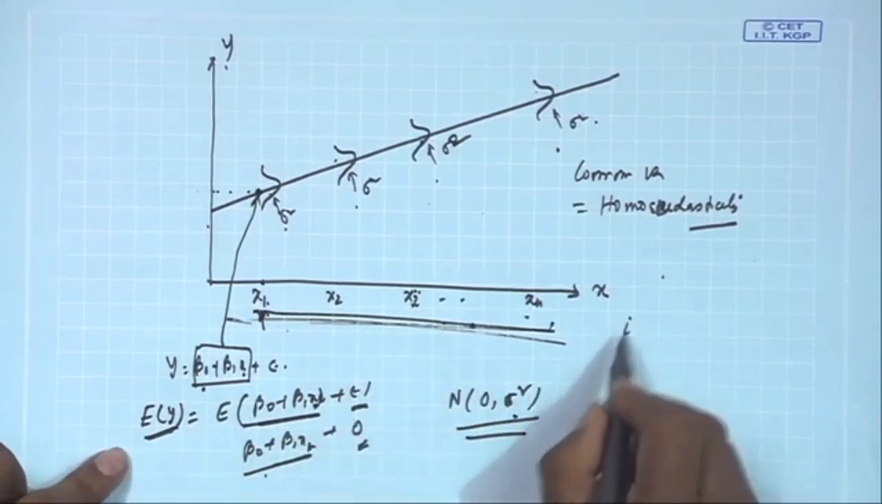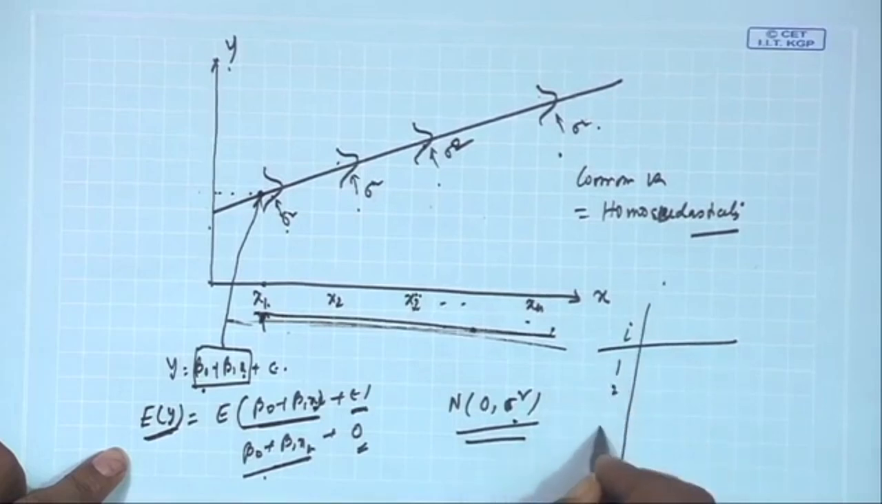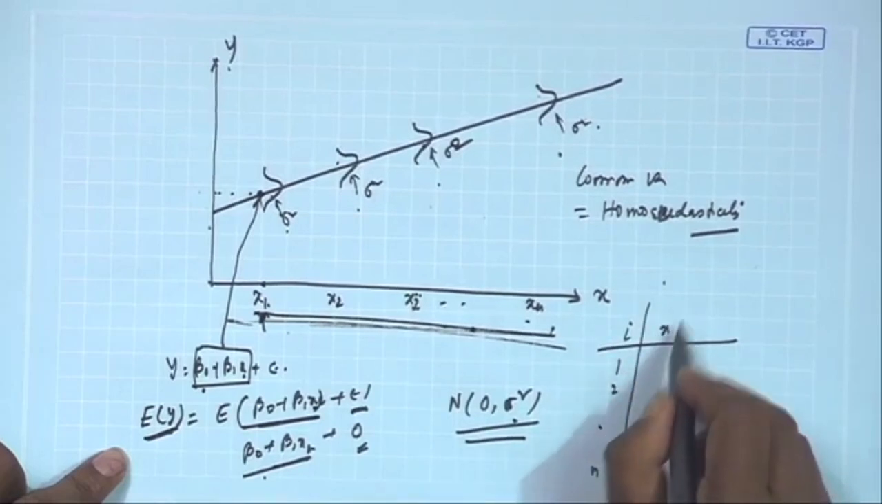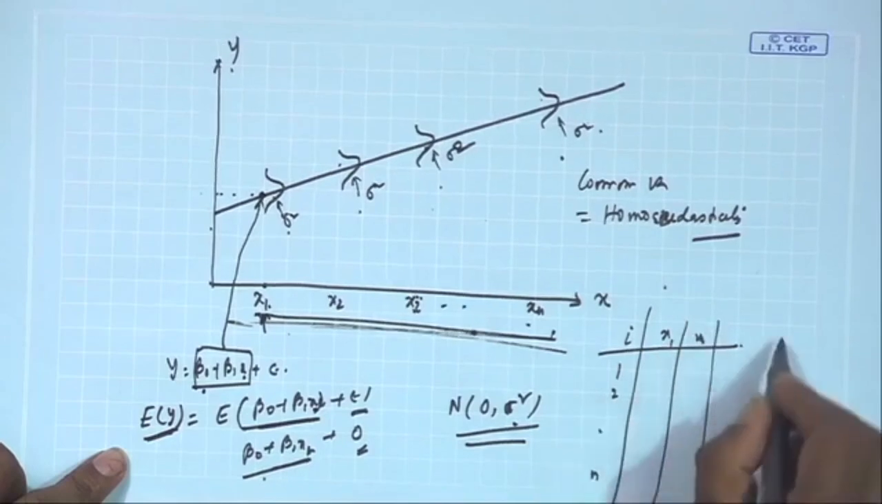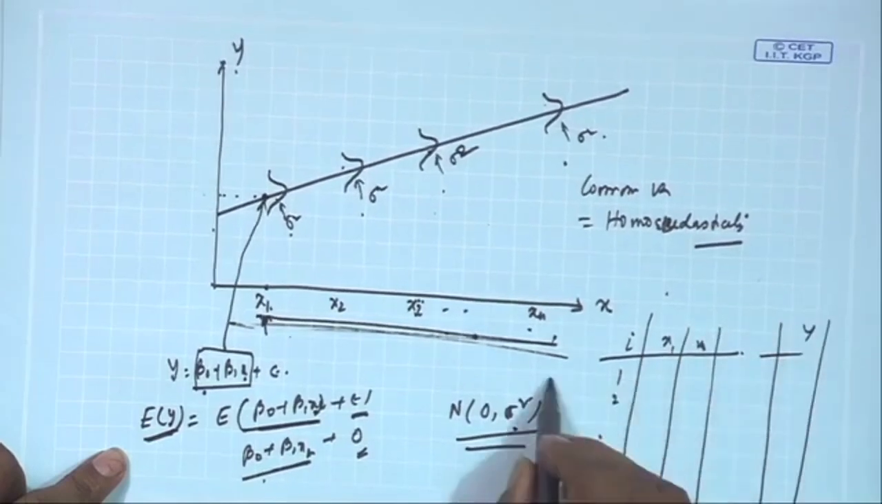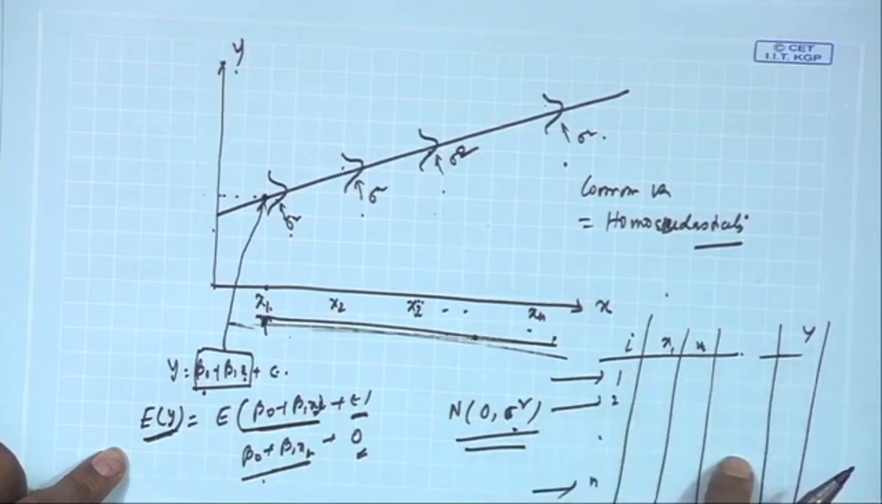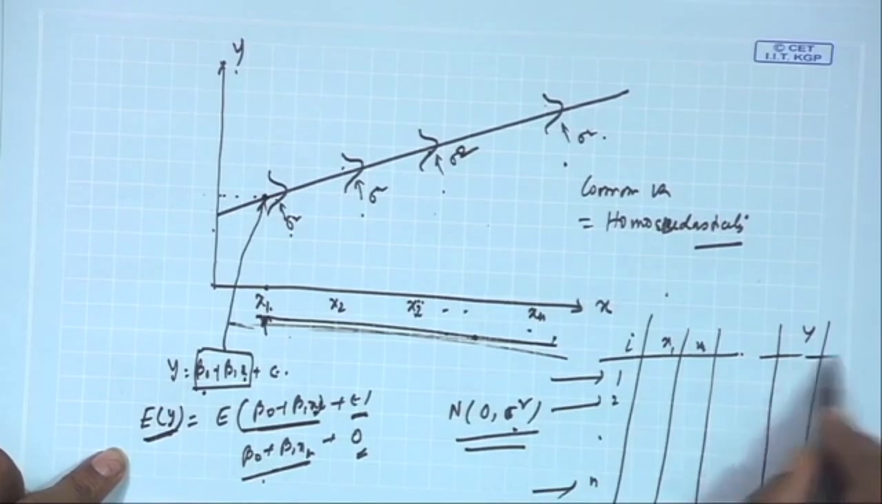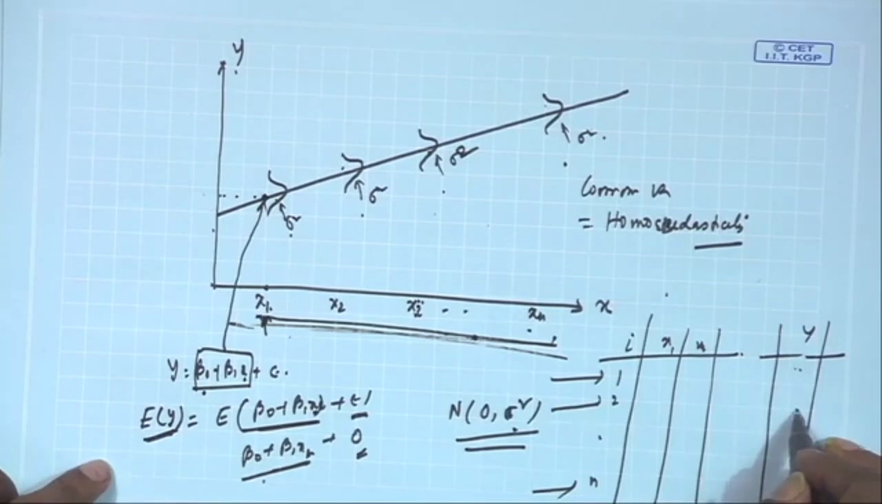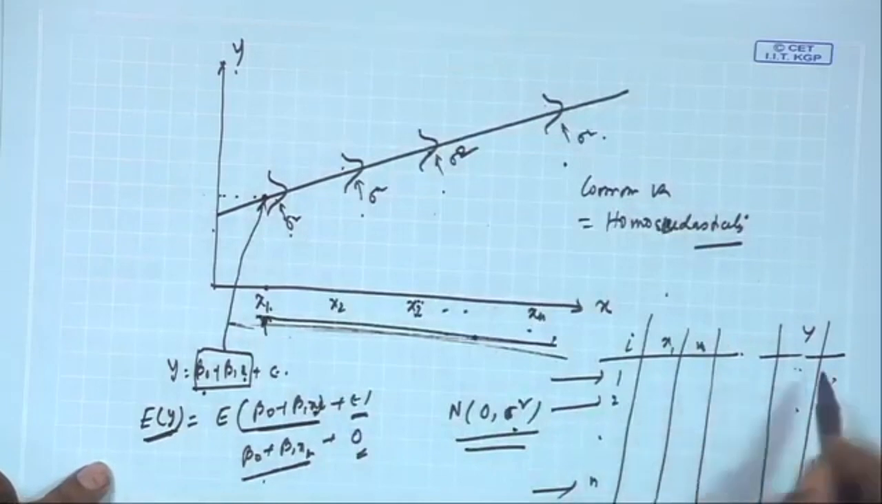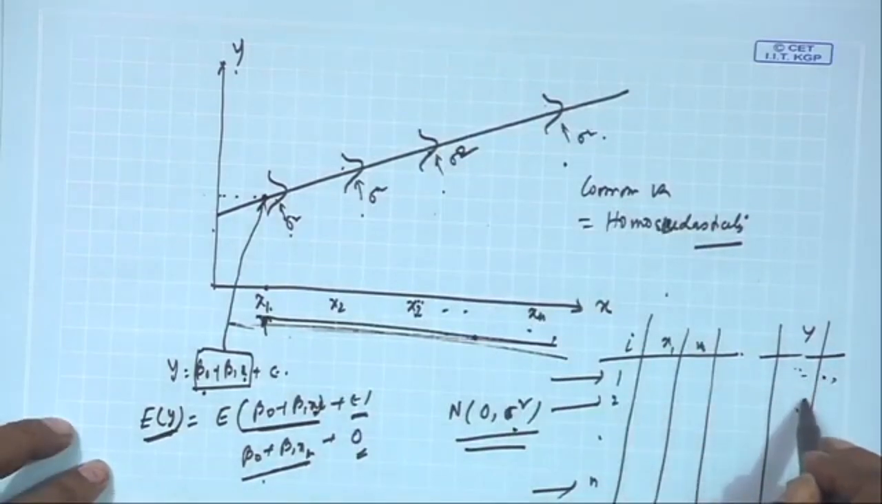So you have i equal to 1 to n observations, x is there, x 1, x 2, like this, finally y is also there. So this is the first observation, second observation. These observations will be independent. Suppose I consider y 1 to y n, then y 1 is not affecting y 2. They are independent and they are coming from the same population, that is a normal population. Each of them is also normally distributed with the corresponding population distribution.